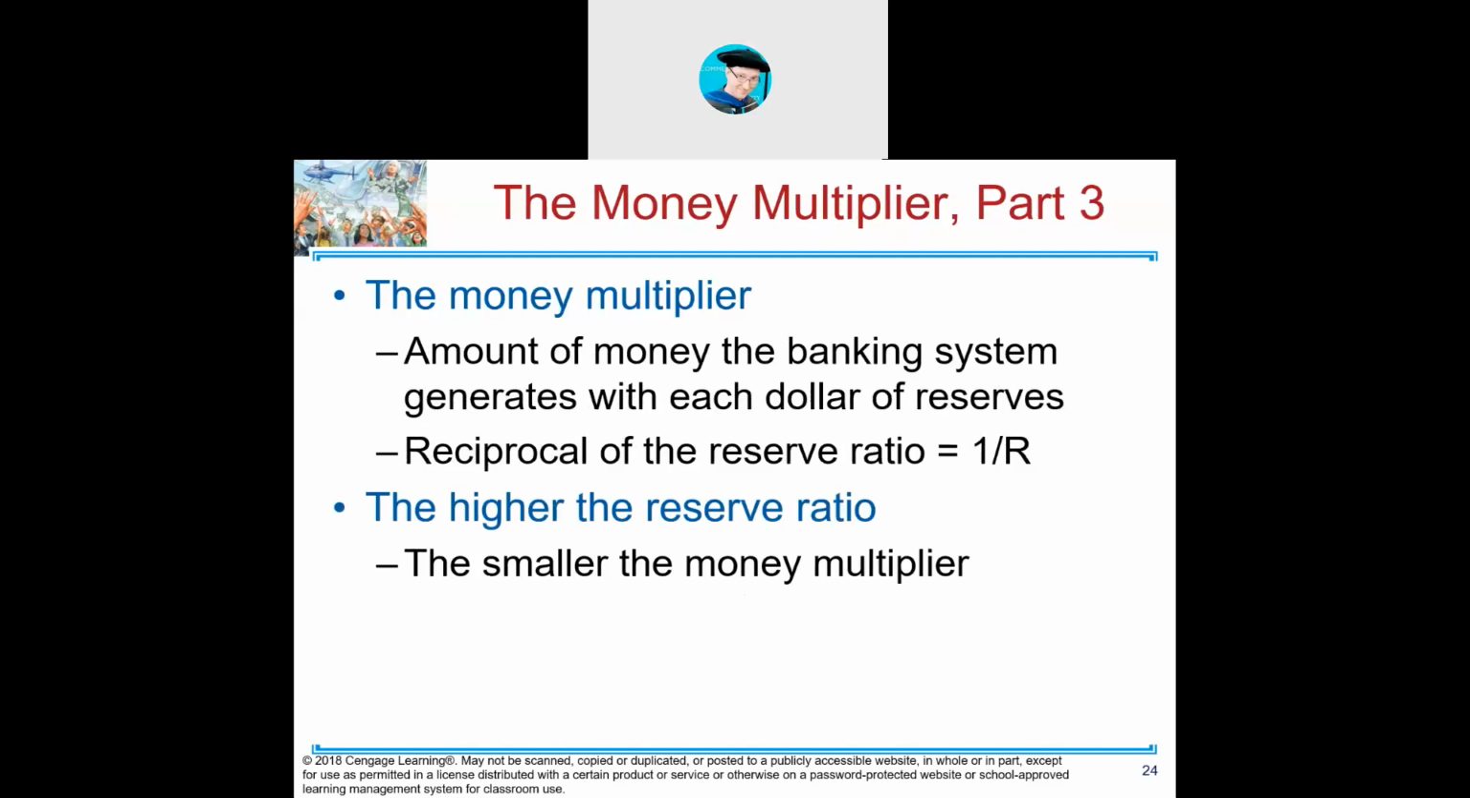The idea here is that we're using what we call the money multiplier effect. It's where the amount of money in the banking system generates additional dollars in reserves. It's a reciprocal process where the multiplier is 1 divided by the reserve ratio.